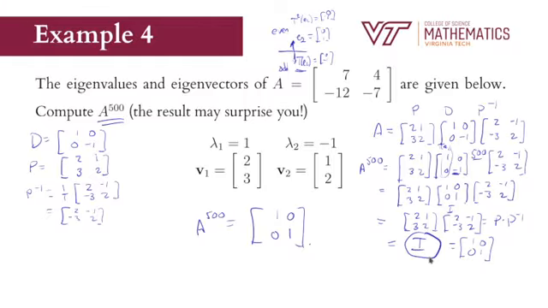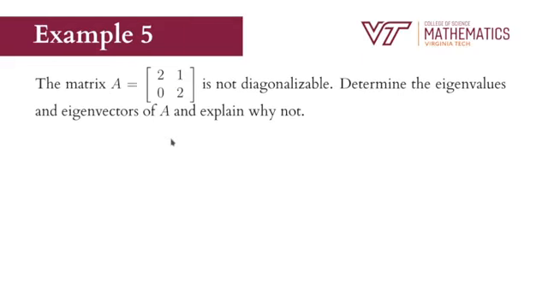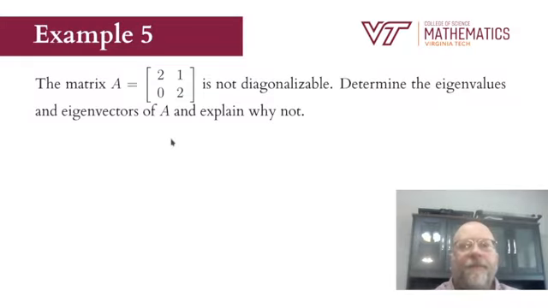All right, let's move on. When is a matrix not diagonalizable? Are there cases when we can't do this? And the answer is yes. A matrix is not diagonalizable if there are not enough eigenvectors to form a square matrix. So in the next example, we're going to see a non-diagonalizable matrix.